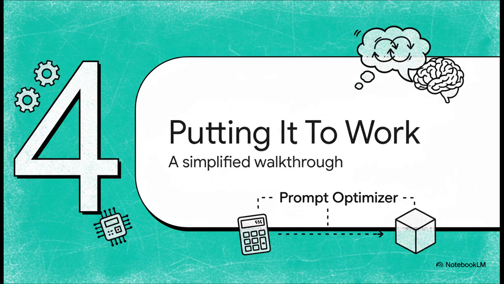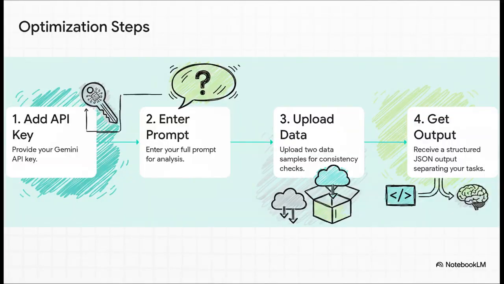Okay, sounds cool in theory, right? But what does it actually look like to use it? Let's do a quick walkthrough. And honestly, it could not be simpler. It's just 4 steps. You give it your API key, you paste in that same big old prompt you were already using, and then you upload 2 sample data files. You need 2 so it can check for consistency. Then you just hit Optimize, and boom, you get your results.